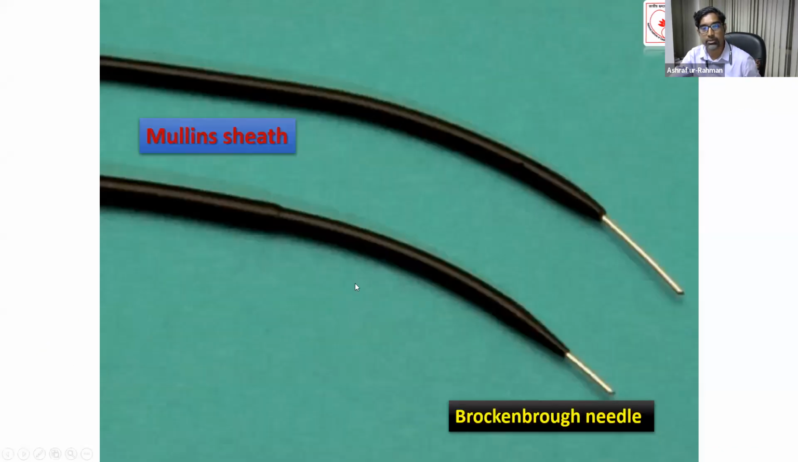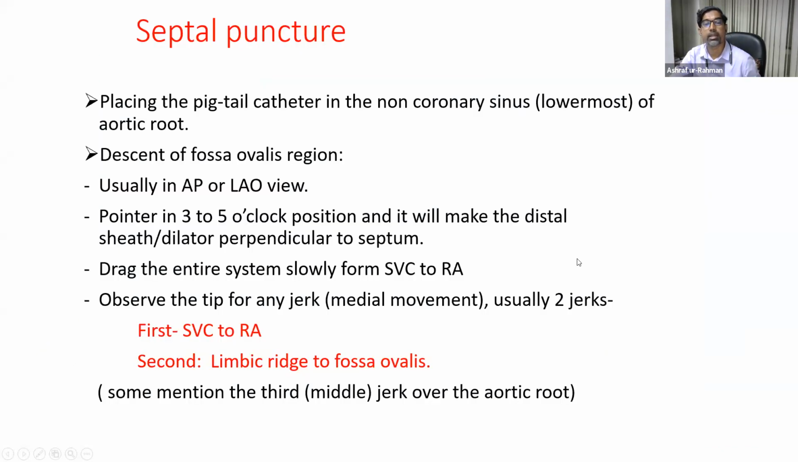The Brockenbrough needle is passed through the Mullins sheath, and after placing the pigtail catheter in the non-coronary sinus, that means the lowermost sinus of the aortic root, we have to descend the Brockenbrough needle to the fossa ovalis region in AP or LAO view, and the pointer is taken to the 3 to 5 o'clock position, and it will make the distal sheath dilator perpendicular to the septum.